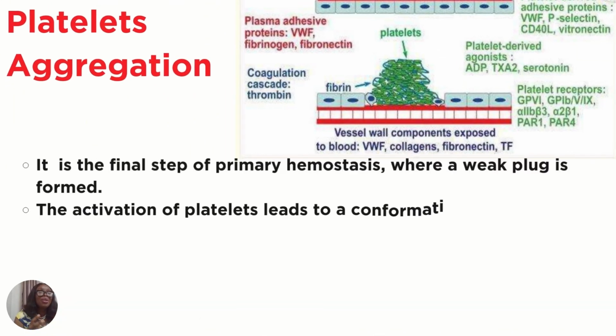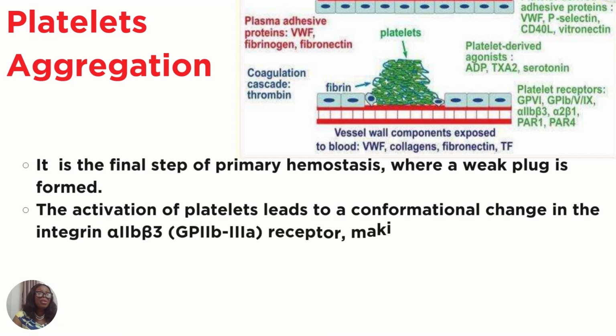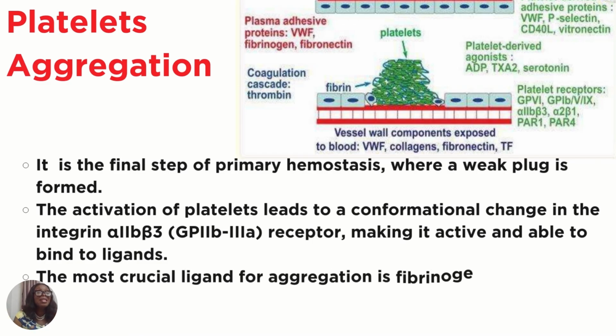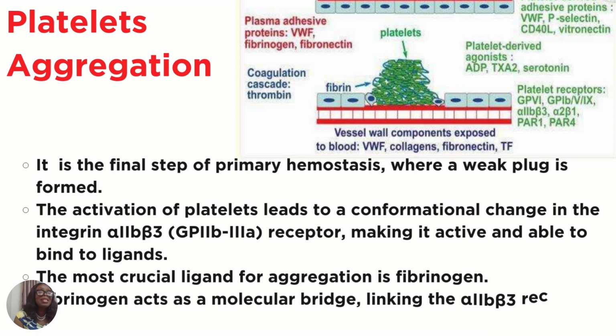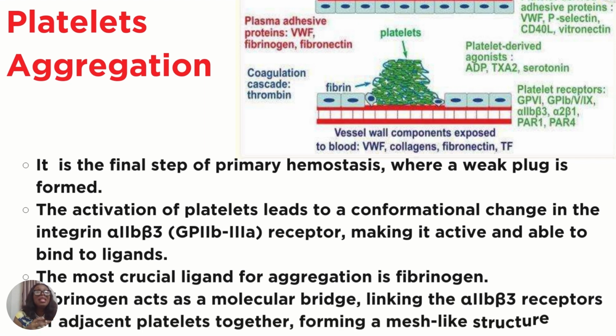When the contents of the granules are released, remember part of their function is to recruit more platelets to the site of injury and also enhance the process of vasoconstriction. So the final stage of primary hemostasis is the formation of a weak plug.